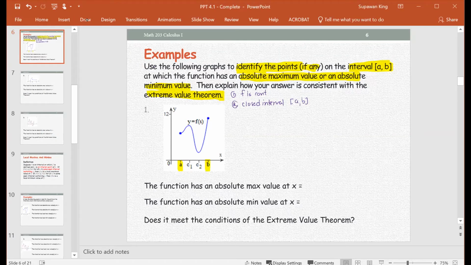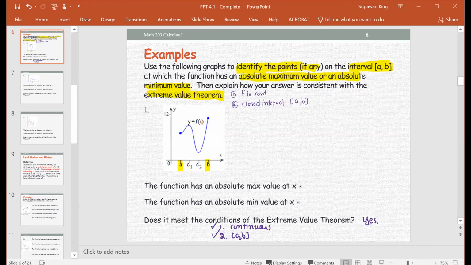Like this example, let me adjust it real quick. For this problem, you have the graph y equals f of x, and it looks like it's continuous, right? Does it meet the conditions? Number one, it is continuous because the graph is smooth in one single piece. Number two, it's on a closed interval, A, B. Yes. So check. All right, and let's see if we can identify the absolute max and absolute min.